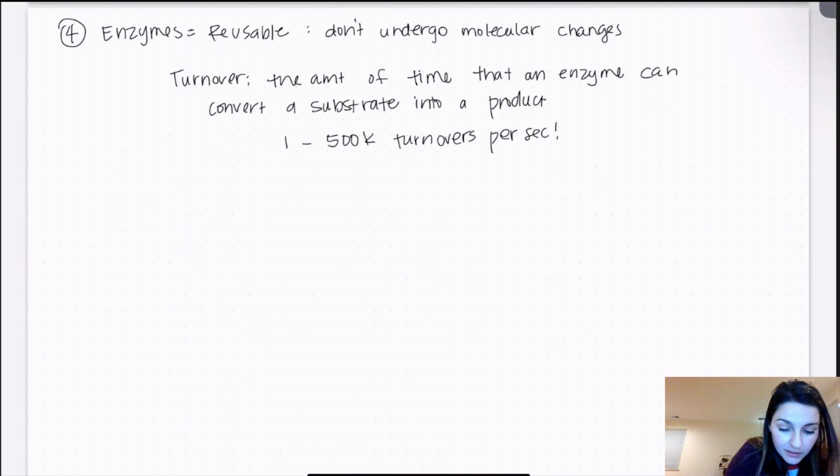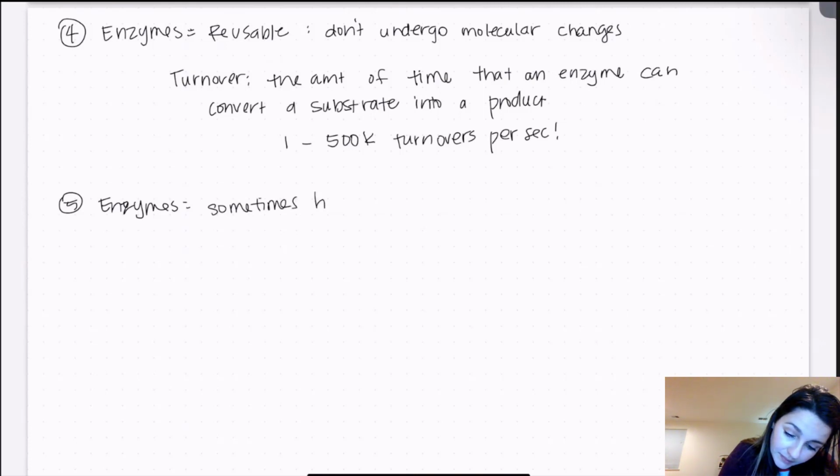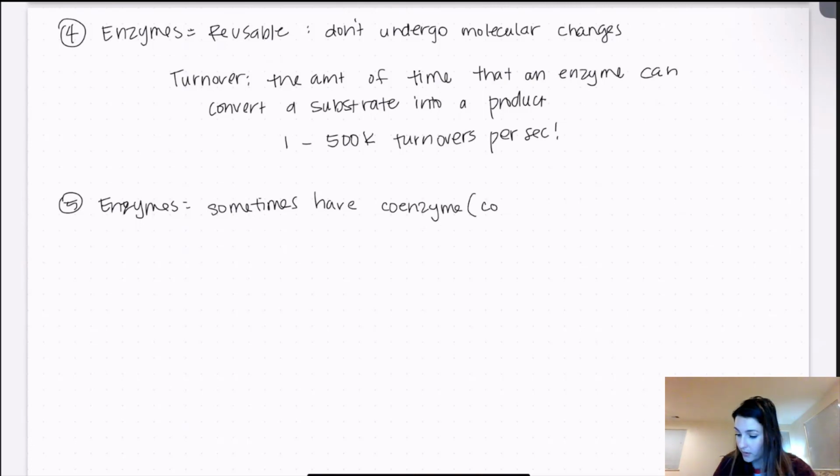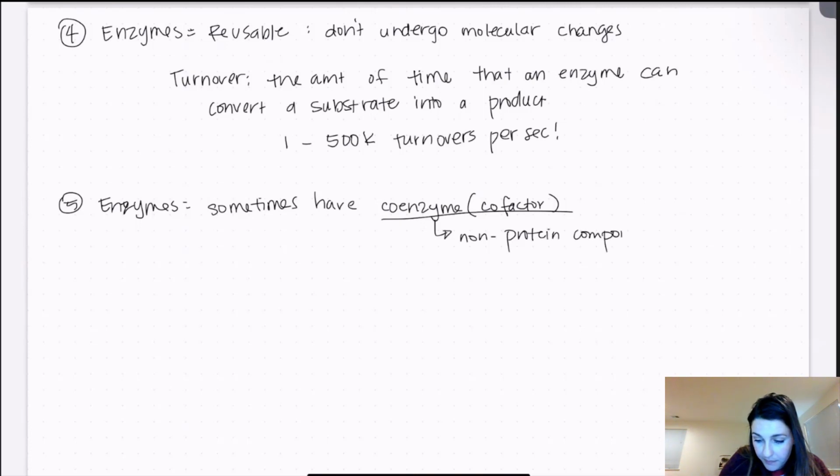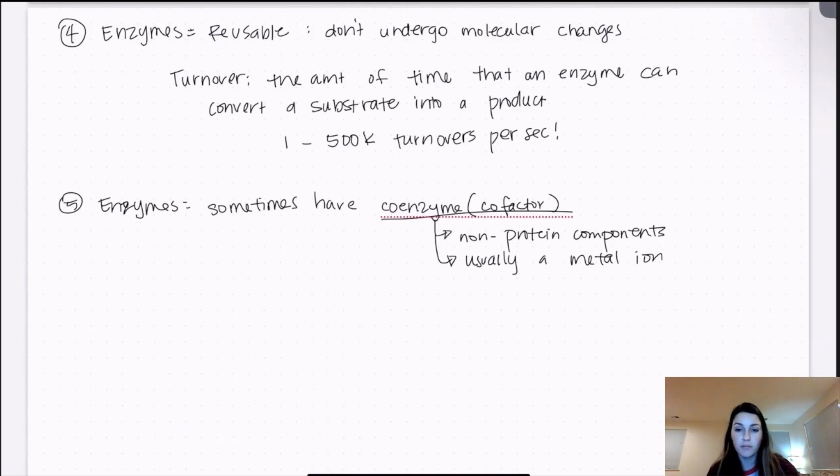non-protein part called a coenzyme. So five, enzymes sometimes have a coenzyme or a cofactor. Coenzymes or cofactors, they're non-protein components, and it's usually a metal ion like sodium, like magnesium, etc.